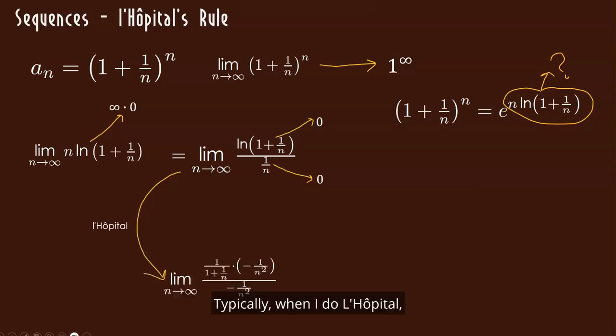Typically when I do L'Hopital, I'll put a little asterisk here, but I thought for people who may not have seen it, I'll go ahead and spell it out. So the derivative of the natural log of stuff is 1 over stuff times the derivative of stuff. So 1 over 1 plus 1 over n. The derivative of 1 plus 1 over n is negative 1 over n squared. Again, the derivative of 1 over n is negative 1 over n squared. So this is nice, those cancel. I only have to look at the leftovers, 1 over 1 plus 1 over n. 1 over infinity is 0, so the limit is 1.